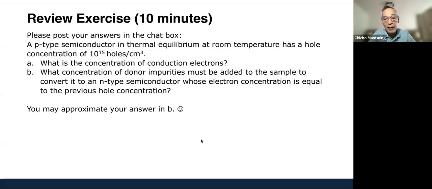Paki-post na lang sa chat box natin kung meron kayong sagot. Pwede nyo muna i-post yung sagot nyo sa A tapos post nyo yung sagot nyo sa B, no? Kung gusto nyo, for example, if you're stuck doing B, you can already post your answer in A. Okay? So 10 minutes starting now.